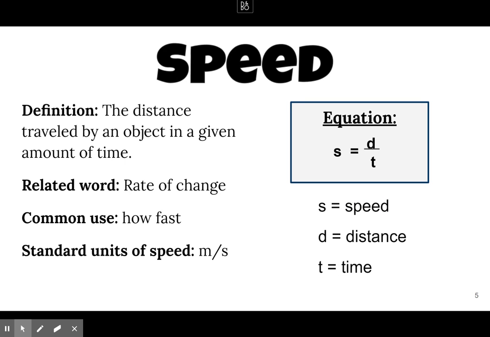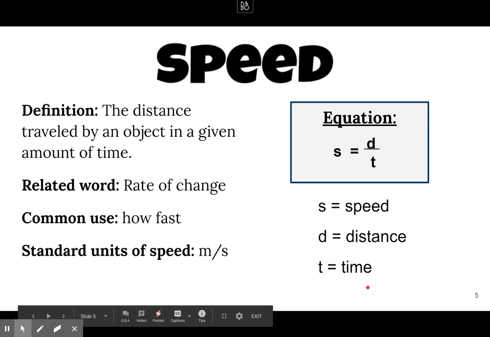Now speed. Speed is defined as the distance traveled by an object in a given amount of time. A related word is the rate of change. Common use is how fast. And now our standard units of speed is meters per second. So make sure you make note of that. And now also make note of the equation for speed. Speed equals distance divided by time. So you can see that S stands for speed, D stands for distance, T stands for time.